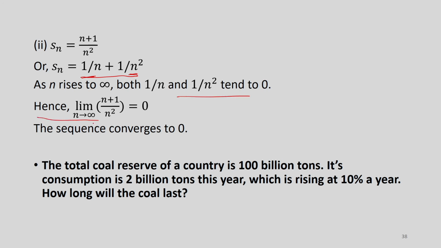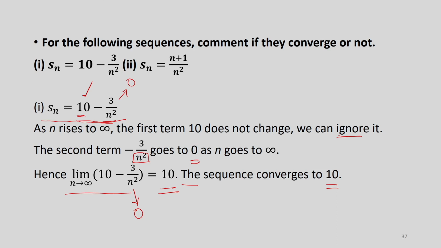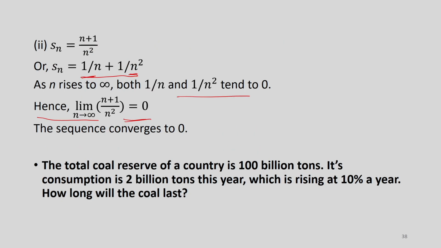Therefore, limit n goes to infinity Sn is equal to limit n goes to infinity n plus 1 divided by n square, and that is equal to 0. Now, 0 is a constant, therefore, the sequence actually converges to 0. It is a case of convergence. I think that was the question. Comment if they converge or not. Yes, the second one also converges.